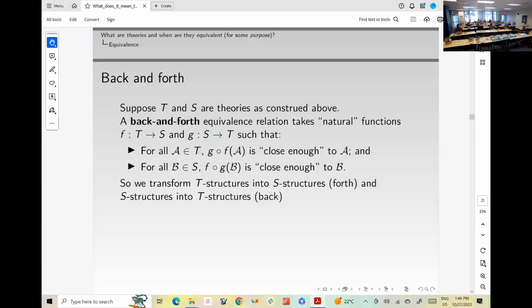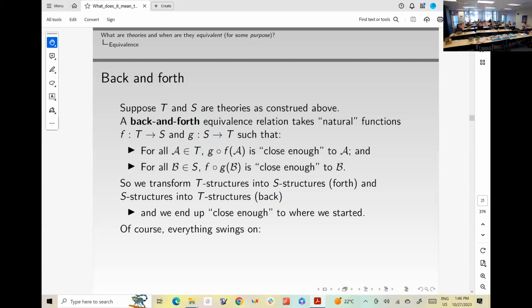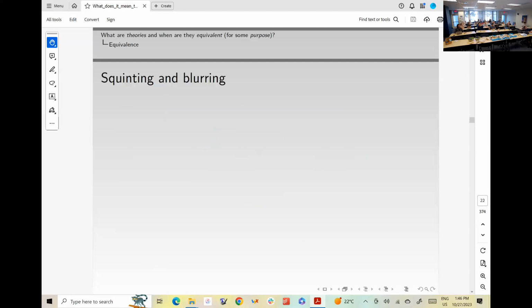Okay, so we transform T structures into S structures, and we transform them back and vice versa. We end up close enough to where we started. Of course, the whole thing here swings on how natural these functions are and what counts as close enough, which I haven't described. This is a very rough template. Squinting and blurring, this is the other type of argument we see.